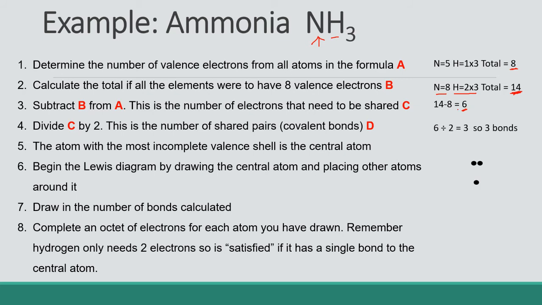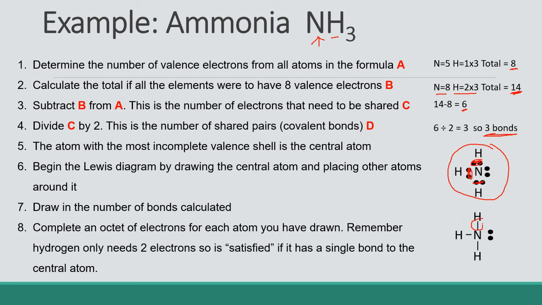So we divide that into pairs. 6 divided by 2, we get 3 bonds. Okay, so we can draw the diagram here. We can either use dots. This one uses dots. And these are the bonding electrons. So these 6 electrons that we just worked out that we need to share are the ones here. Okay, they are our bonds.